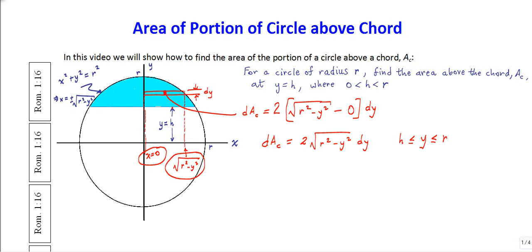Okay, so to solve this then I need to integrate both sides, so my abbreviation for integrate both sides is IBS. The integral on the left of d of anything is that anything, so it's going to be A sub c, which is what we're after, is equal to, I'll take the 2, which is a constant, outside of the integral, of root r squared minus y squared dy. And now I'll put in the limits of the integration. Y ranges between the height of the chord to the full radial dimension at the top.